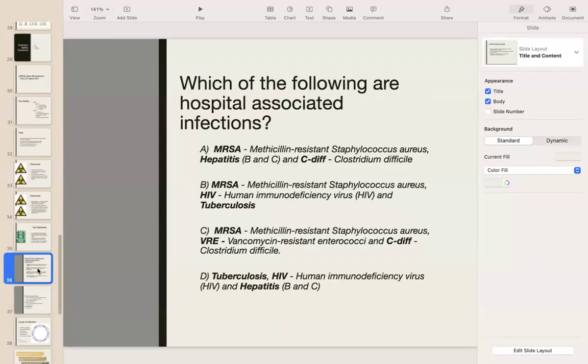So next we're gonna talk about some hospital acquired infections. Which of the following are considered hospital associated infections? Is it A, MRSA, hepatitis B and C diff; B, MRSA, HIV and tuberculosis; C, MRSA, VRE and C diff; or D, tuberculosis, HIV and hepatitis B and C?